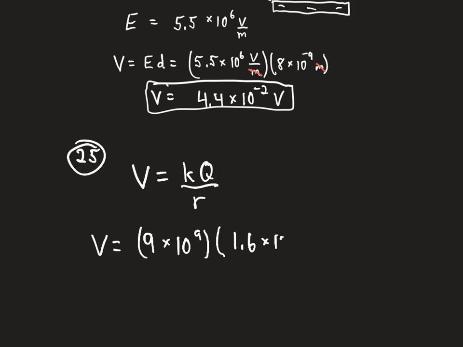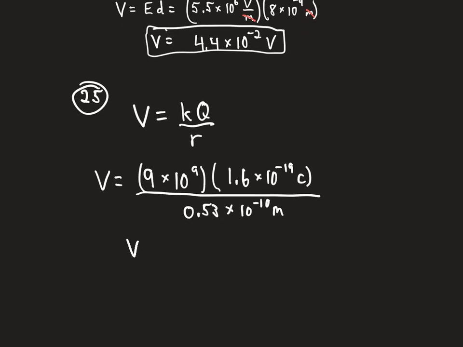1.6 times 10 to the minus 19. And what are the units on that? Coulombs. Divided by R. The R they gave us is 0.53 times 10 to the minus 10 meters. So you plug and chug your numbers in, and you should find a voltage of about 27.2.